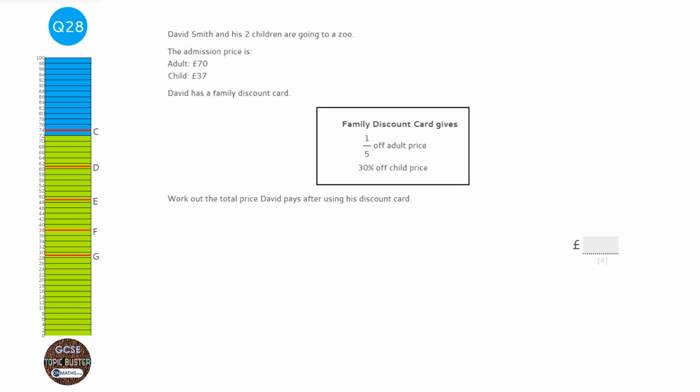Okay, so this question's about an adult and 2 children. So we've got David Smith and 2 children. So there's 1 adult and 2 children. But the prices shown are not quite right, because there's a discount. There's a 5th off adult price and 30% off the child price.